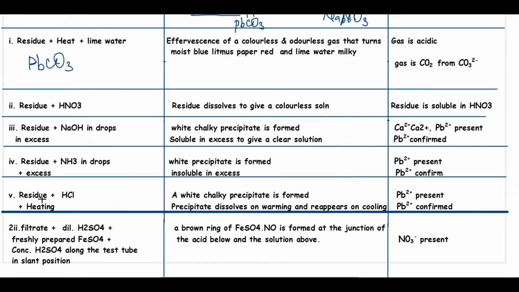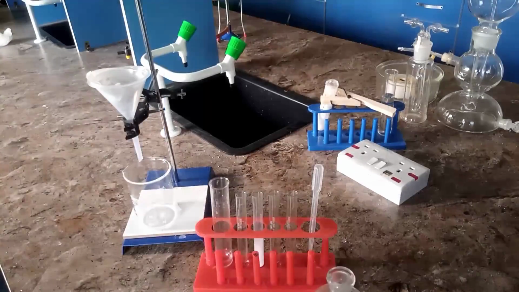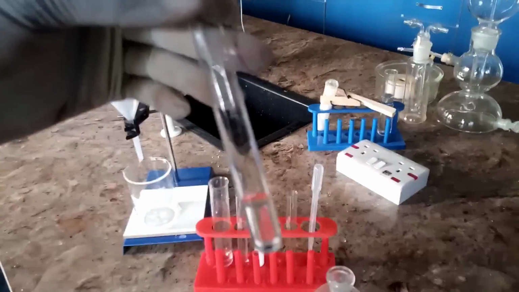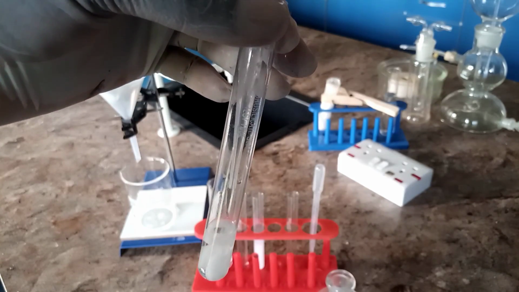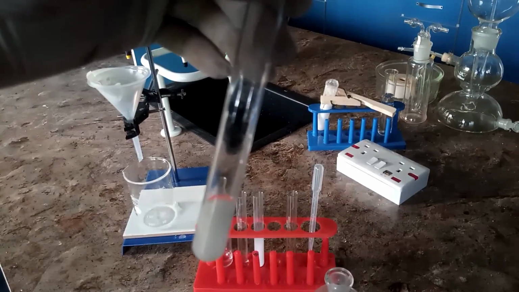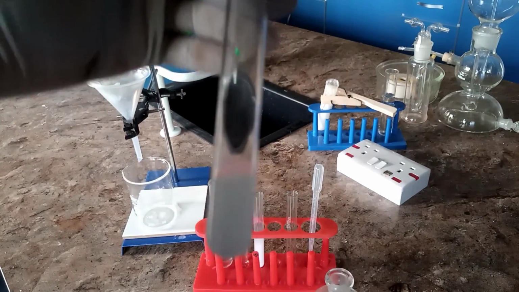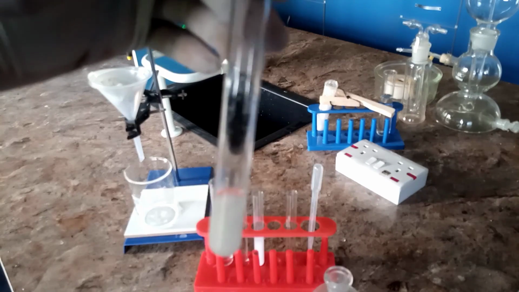Now the residue, which is the lead carbonate, plus HCl, gives you also a white chalky precipitate. Then on heating, the precipitate dissolves on warming and reappears on cooling. And the last portion with HCl also gives a white precipitate, which on warming dissolves. Then if you allow it to cool, the precipitate reappears.